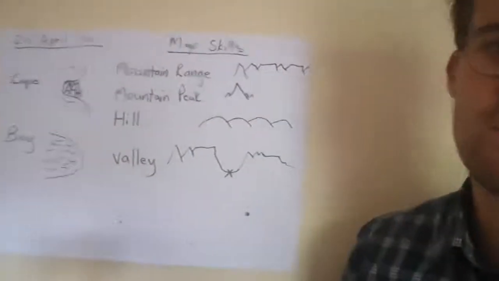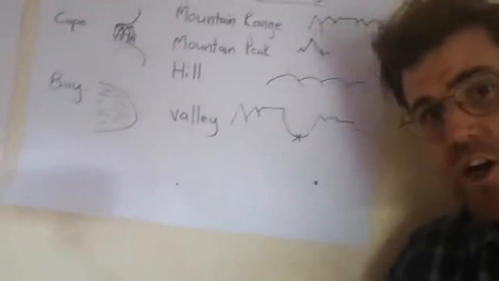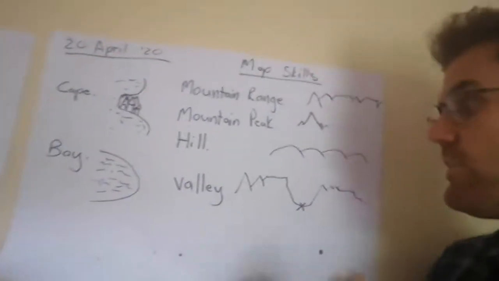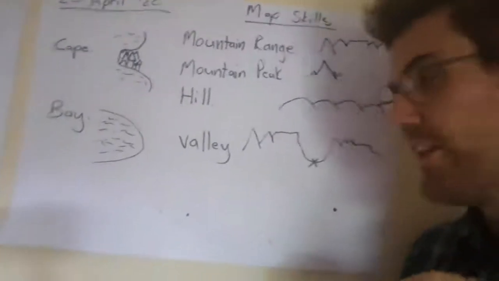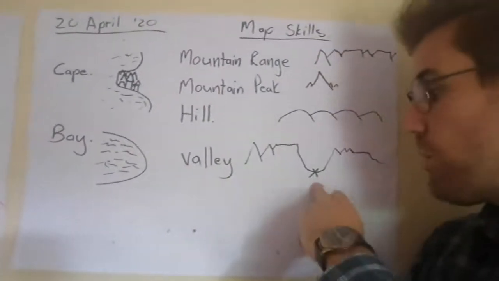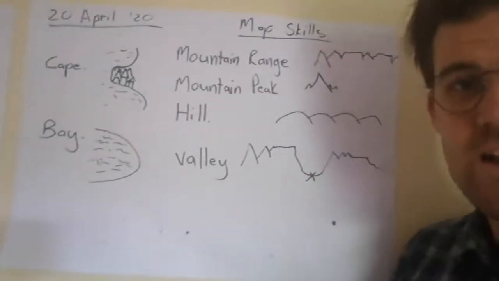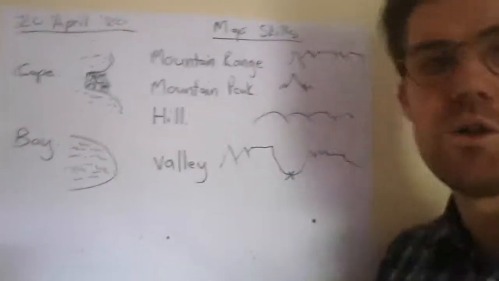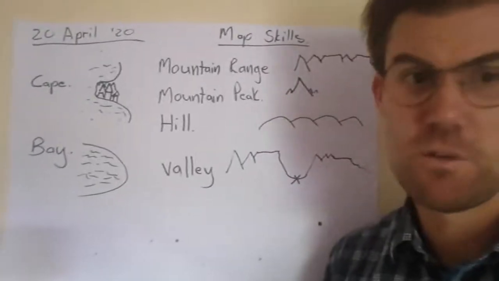Now that's the definitions for today. The cape, where the land goes into the sea, a bay where the sea comes into the land, mountain range, a bunch of mountains together, mountain peak, the highest point of the mountain, hill, not as big as a mountain, a small mountain, and a valley, the low part between two mountains, two hills, two higher parts. You're going to need to be able to identify those, but we'll do that in the quiz and some other fun activities and some fun questions.